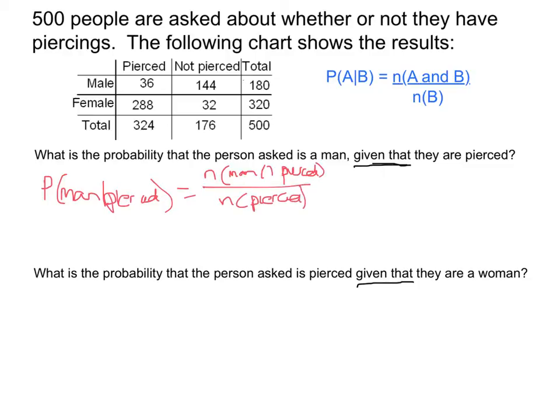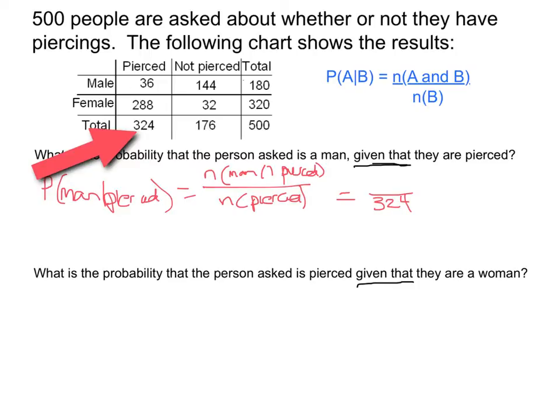So let's take a look at our chart here. If we want to find, first of all, the number of people who are pierced, we're going to look at our chart and at the total number of people who are pierced. In this case, it is 324, and so that is my denominator.